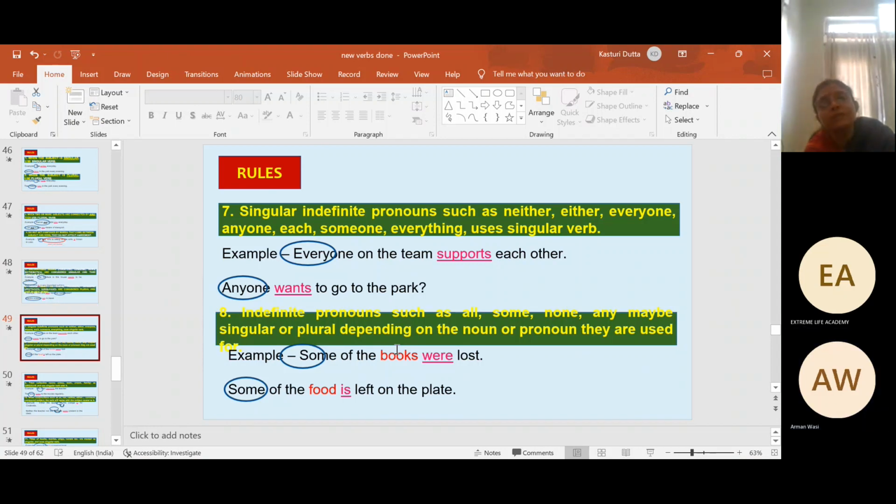Some of the food is left on the plate. Okay, some of the food. I'm not saying some of the foods. Don't say foods. It doesn't sound good to hear foods. Food. Some of the food is left on the plate.